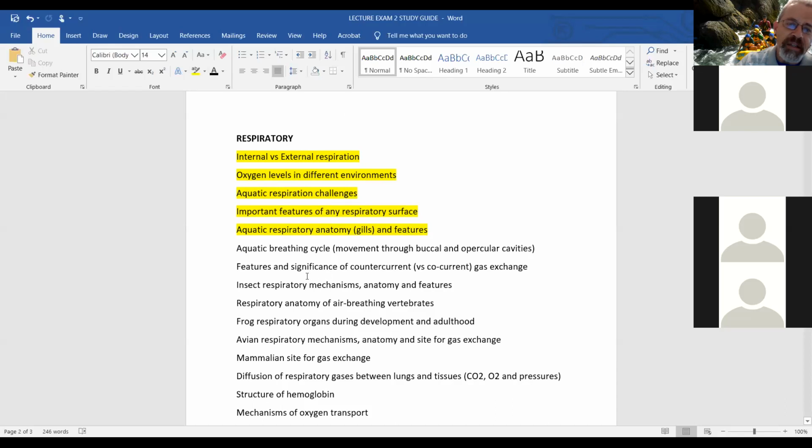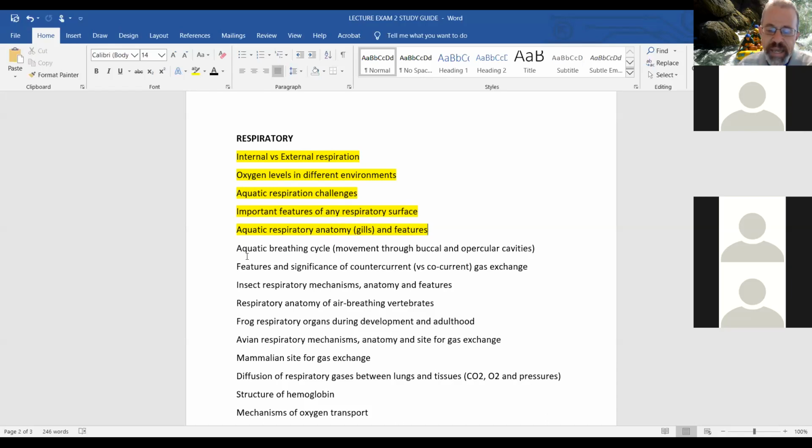So let's talk about gills. You should know the anatomy of the respiratory system, and this is, of course, in the fish. You should know, for example, that the gills are made up of lamellae, and it's the secondary lamellae, which is kind of a subdivision of the gill, that's the exchange surface. Large surface area, very thin, allows for gas exchange to occur.